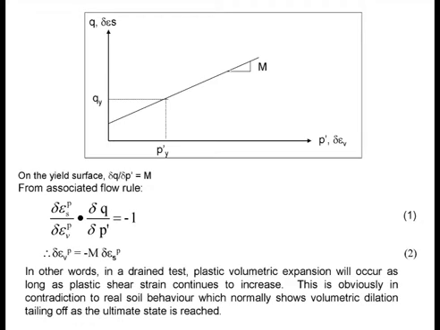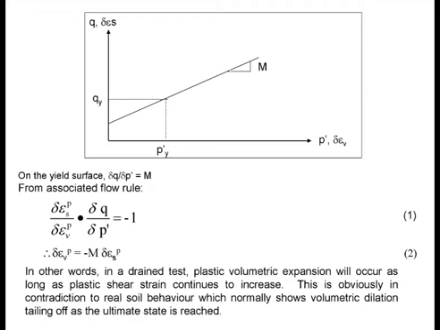You see that? Alright. Because this is equal to M, this immediately leads us to realize that delta epsilon VP, the plastic volumetric strain increment, is minus M times the plastic shear strain increment. Minus M times the plastic shear strain increment. Is that okay? Alright? Okay?